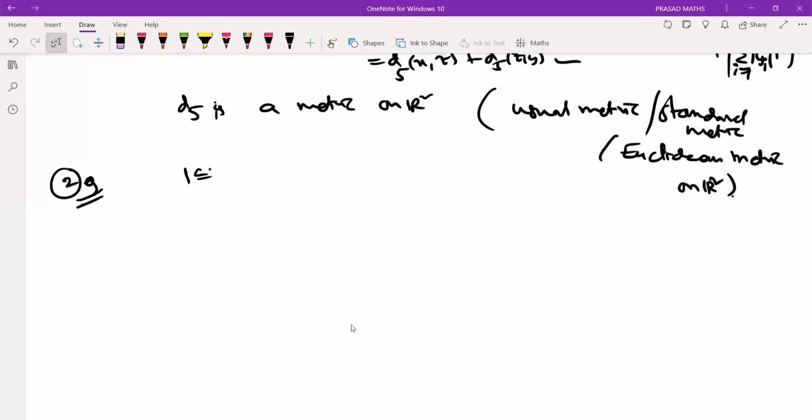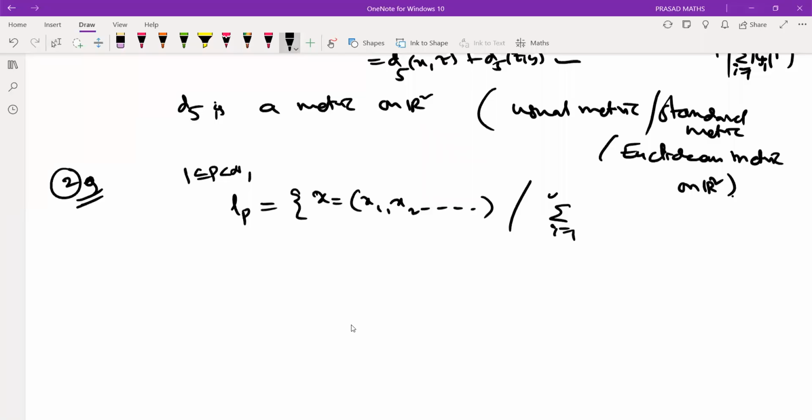Suppose 1 is less than or equal to p less than infinity. Suppose my l^p is the space of all sequences which are p-summable sequences, that is, the series of |xi|^p is convergent. In order to understand this idea clearly, suppose you take p equals 1. This is L1. L1 is nothing but the set of all 1-summable sequences.